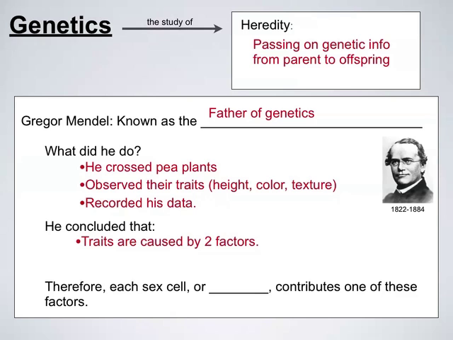In these two genes, or two factors, one of them comes from the parent mother, one from the father. Each parent contributes one gene to the offspring. Because each sex cell, each gamete, contains one chromosome from each pair.